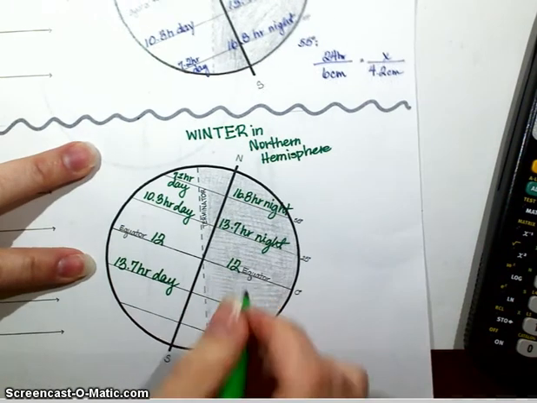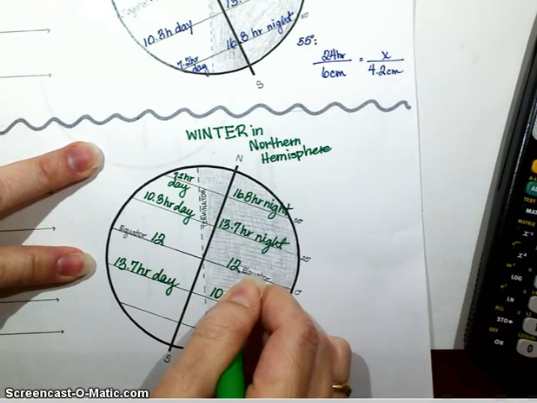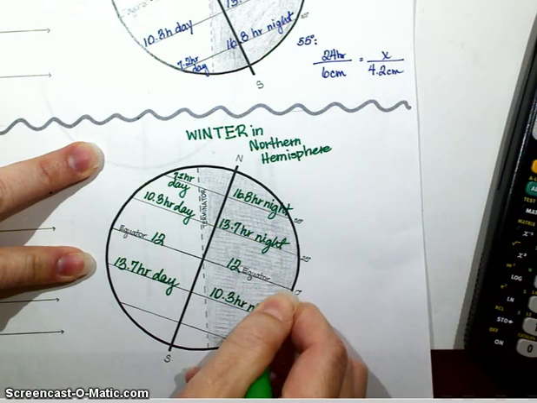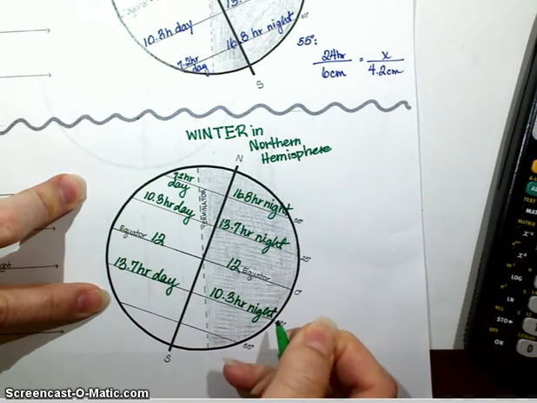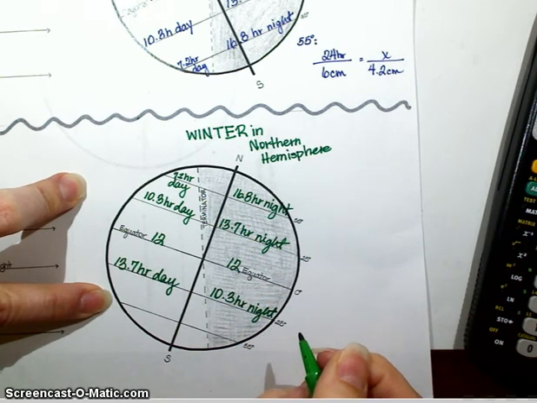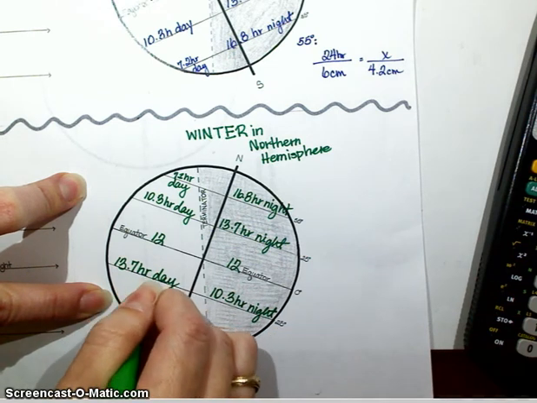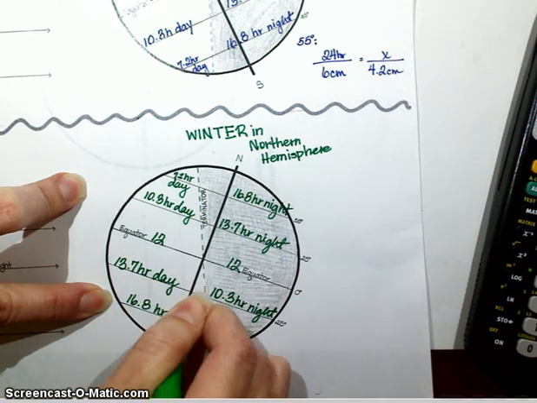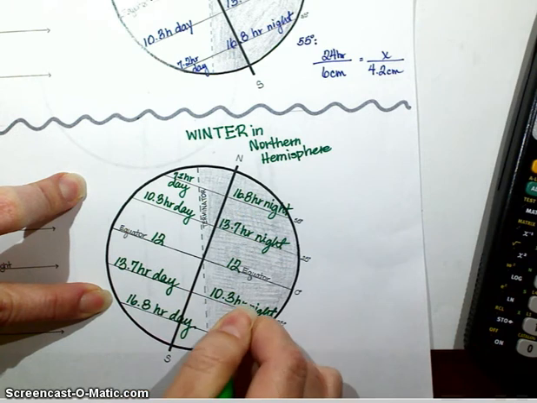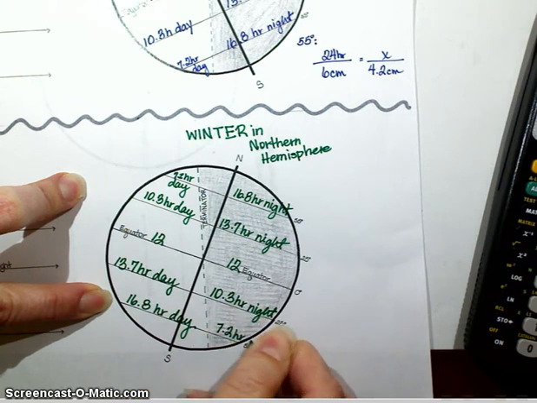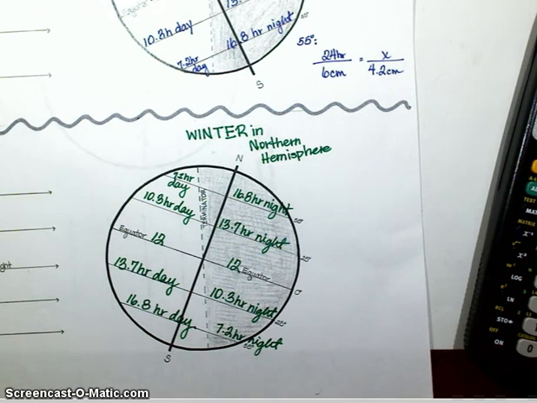and a 10.3 hour night. Does that make sense? And then 55 degrees, you'd have a 16.8 hour day and a 7.2 hour night. Do y'all see how that works? Do you see what I did, just setting up a ratio using the latitude lines of how much was exposed on the daytime and nighttime side?